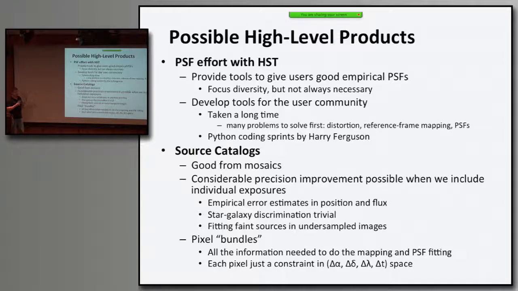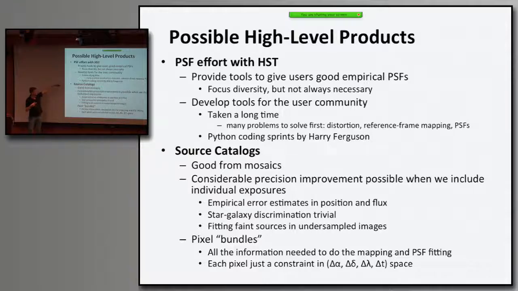So I think it's good for people who are working on JWST to be thinking about what kinds of high-level products you might want when you have good point spread functions and you have good astrometric registration between images. Let's see. I'll go very briefly. We should be able to give people good empirical point spread functions that can predict the fraction of light in a pixel to better than 1%. That's pretty easy to do.